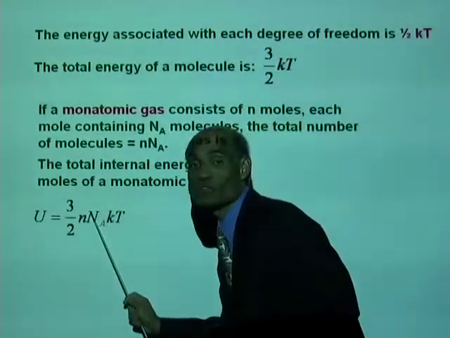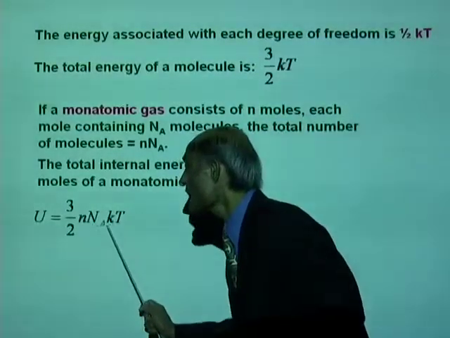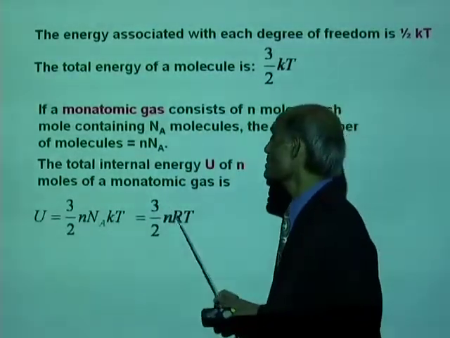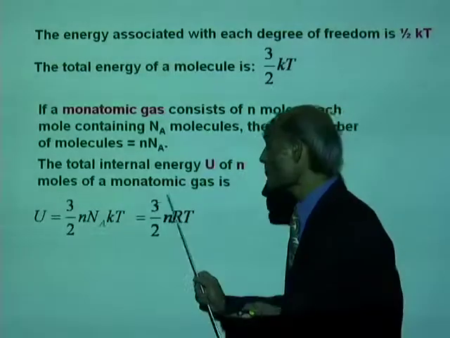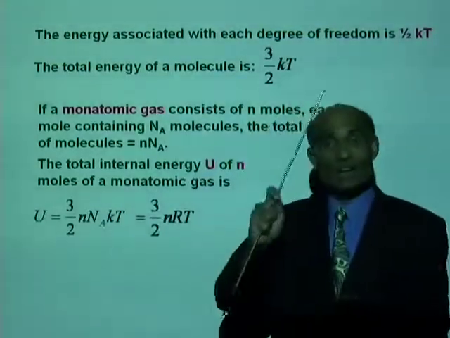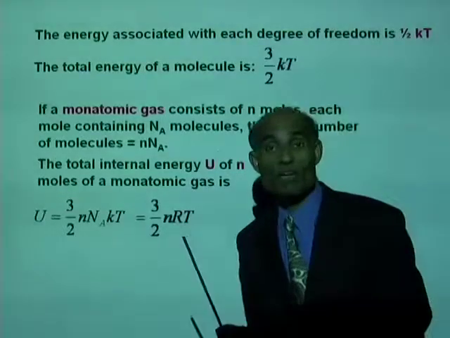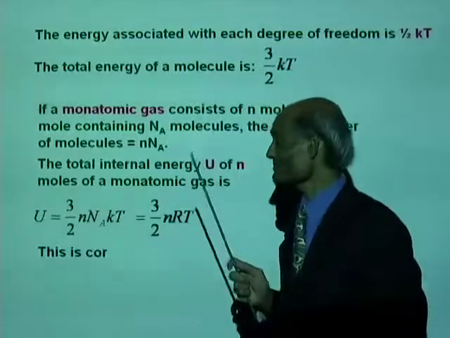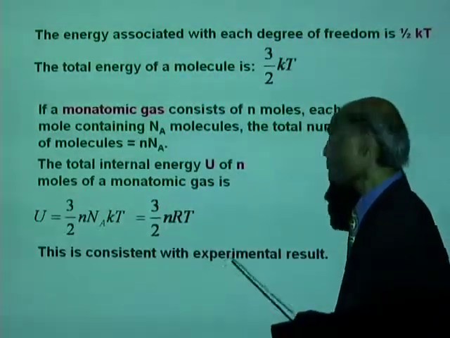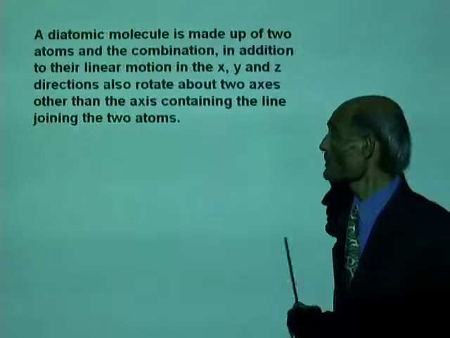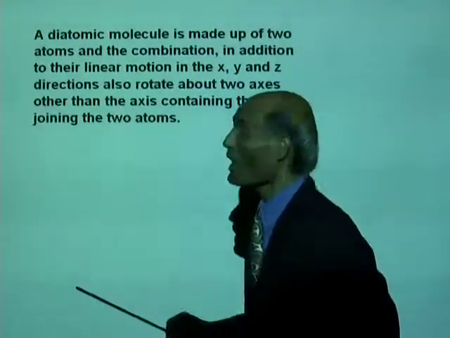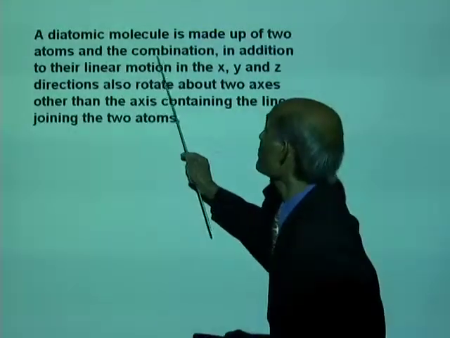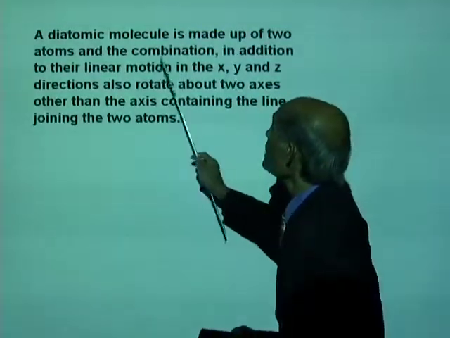And do you remember, N_A times k is what we call the universal gas constant, equal to 3/2 nRT. And this is what we concluded earlier on, which apparently is quite right for this kind of gases. Now, this is consistent with experimental results.